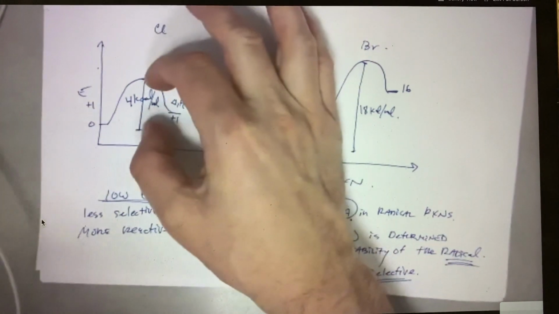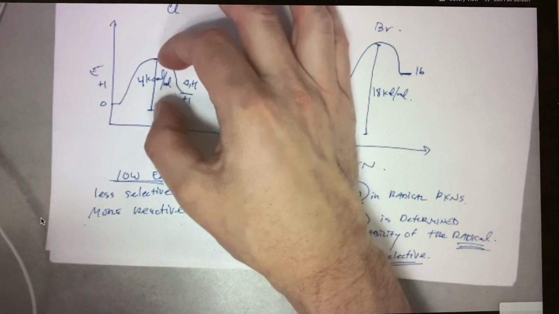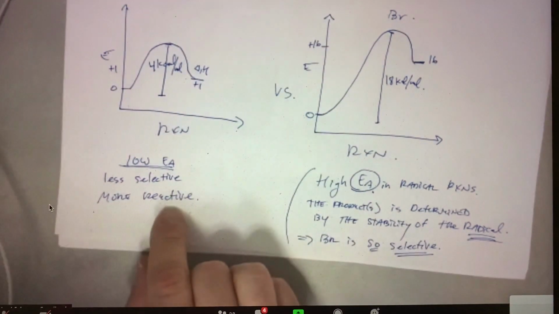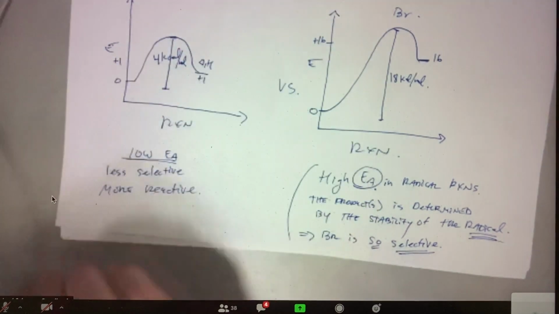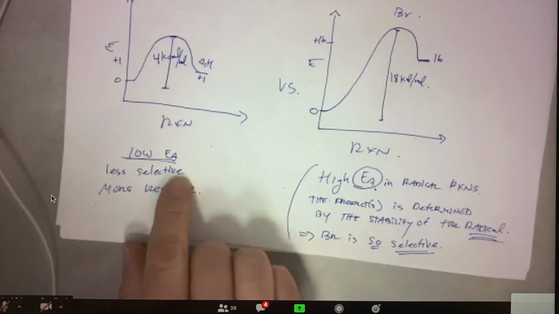Low activation energy processes are associated with highly reactive things. There's a small barrier here. The species will be highly reactive. It'll react everywhere. It'll be less selective.